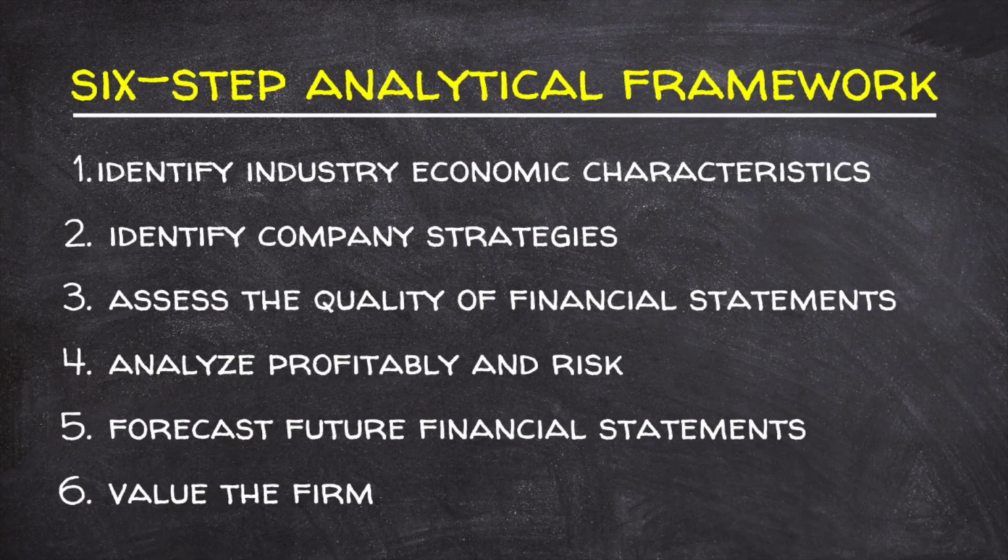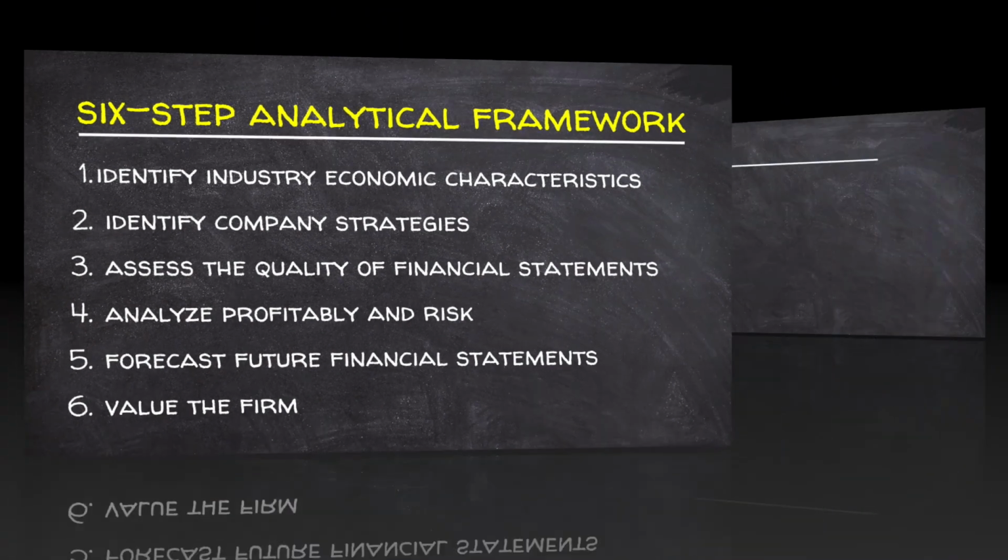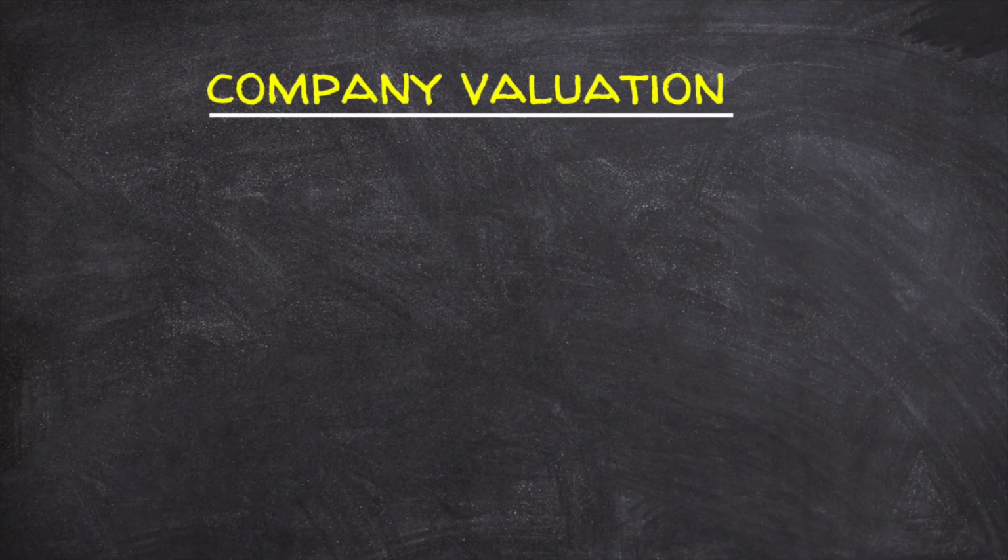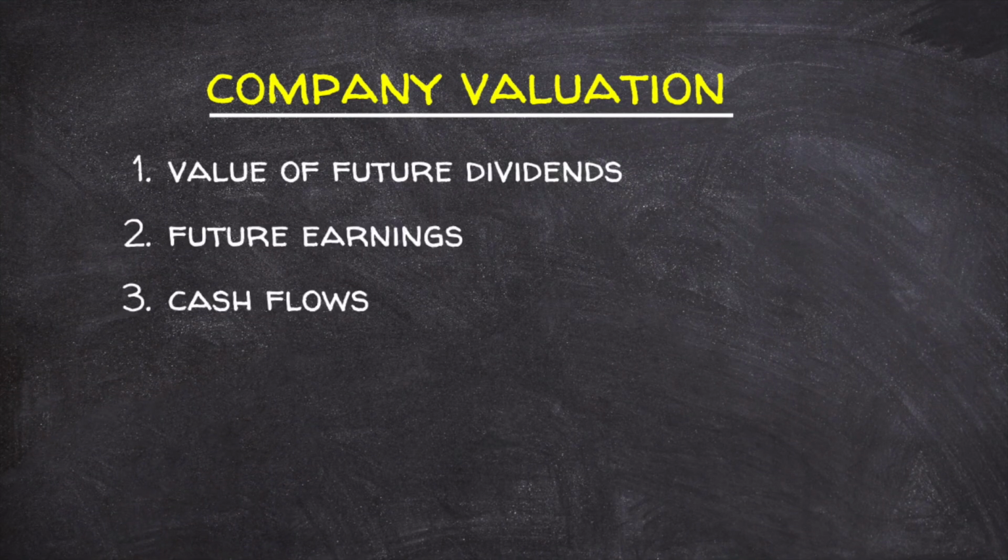The reason that we've gone through these 6 steps and analyzed a company's industry, their strategy, their accounting quality, and financial statement ratios is to gather as much information as we can to develop forecasts for future performance. Once we have a forecast of what we think, and I stress what we think is going to happen, we can value the firm. Most capital market investors value the company based on future dividends, earnings, and cash flows to determine if the security is currently over or underpriced to help aid in their decision of whether they should invest or not.